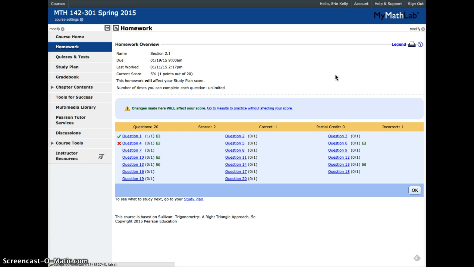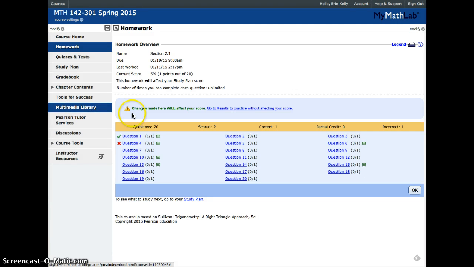So let's see, if I open up my section 2.1 homework, you can see that I've worked on a couple problems here, just sort of playing around with it. A green check mark means that the problem is correct, and a red X means that the problem is incorrect. So all the problems are listed here. Assignments will generally be between 15 and 20 questions, somewhere in that range. I try to make it so that each section should be maybe like a 30-45 minute homework assignment.